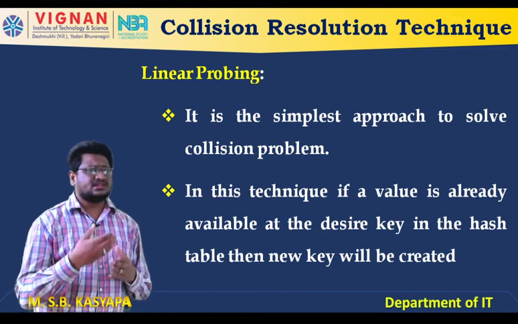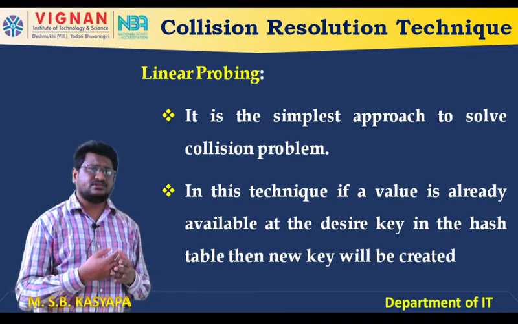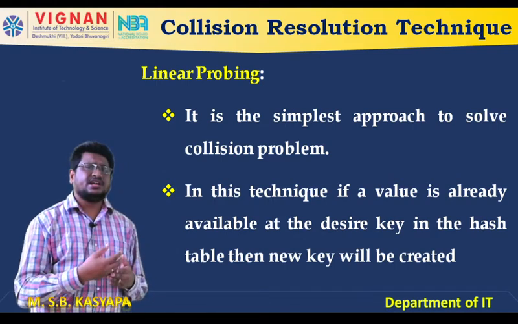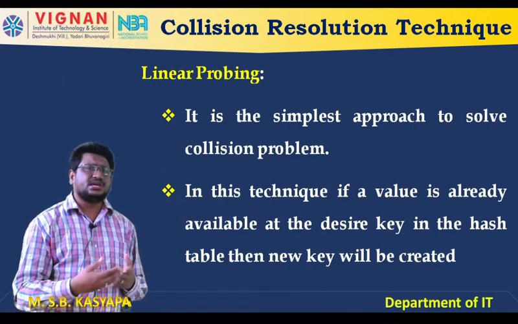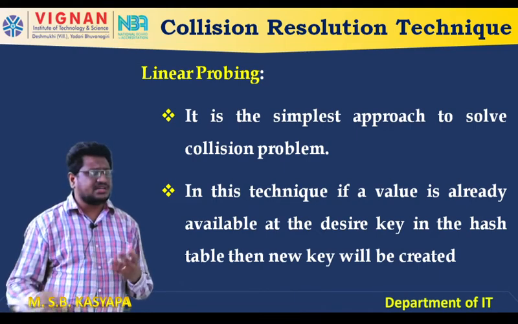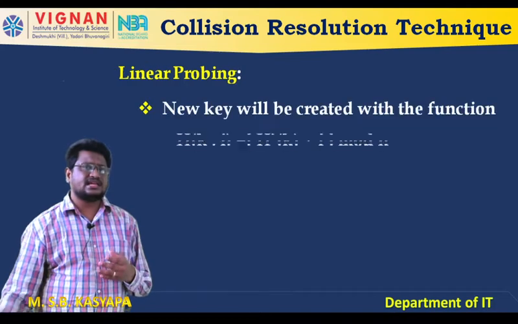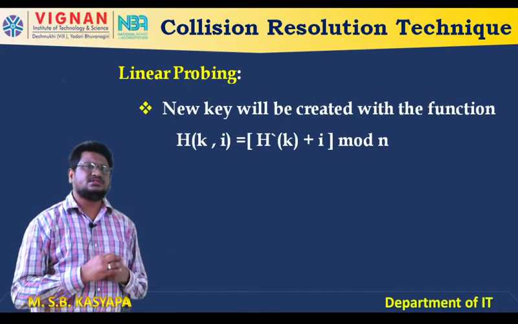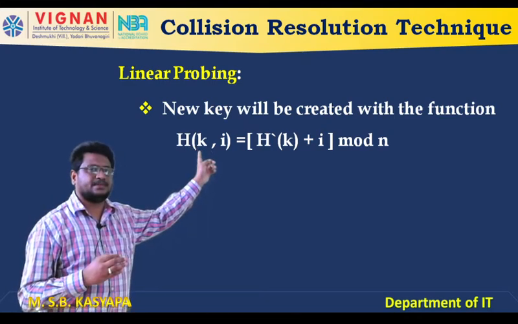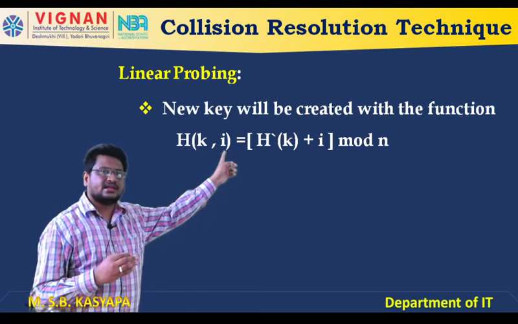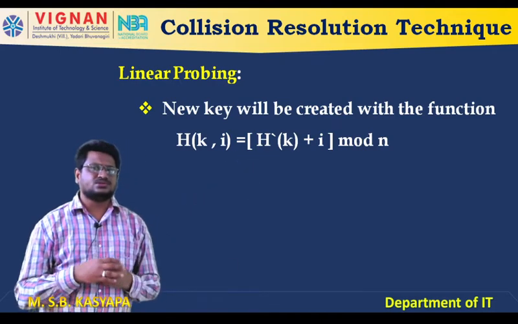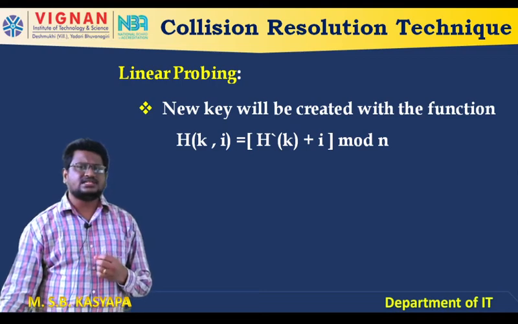So, as usual, what will linear probing do? If any collision happens, it will generate a new key from the key which is already available in the hash table. How is it going to generate? It needs some function. So, that new key function is this one, h of k, i equals h dash of k plus i, modulo m. So, what are these values? Let us see one by one.